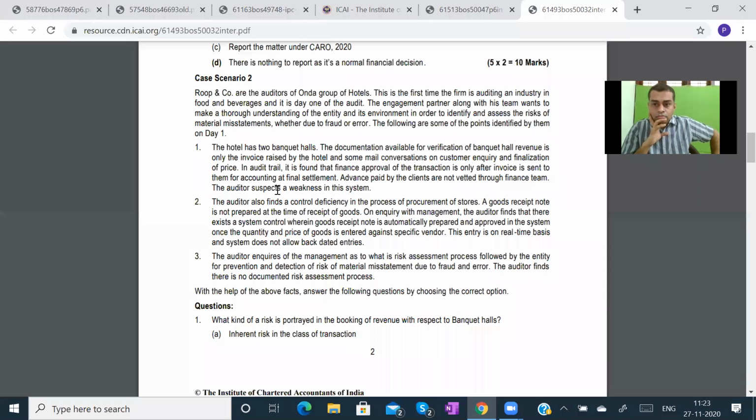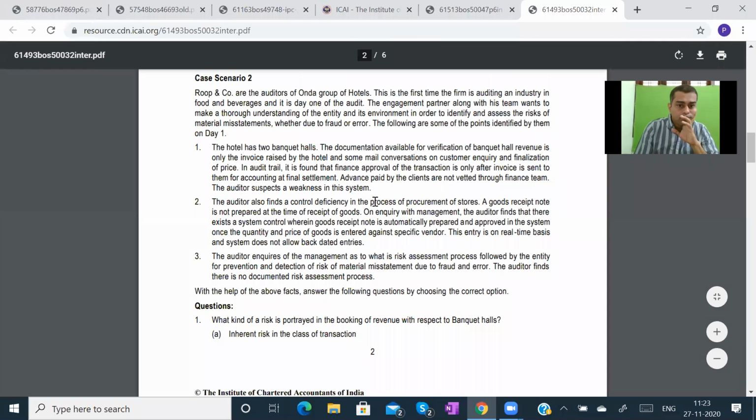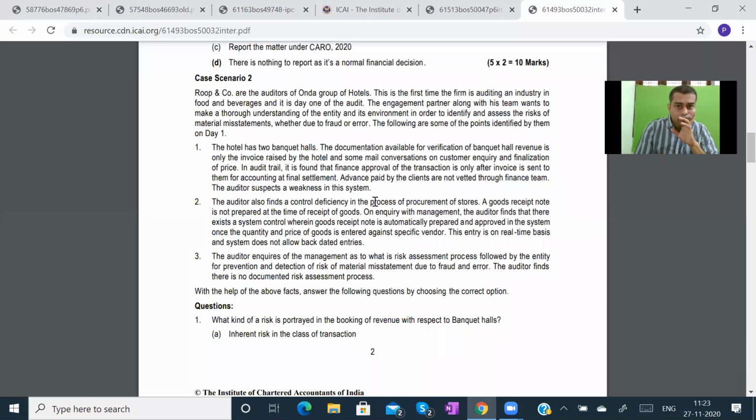The engagement partner, along with his team, wants to make a thorough understanding of the entity and its environment in order to identify and assess the risk of material misstatements, whether due to fraud or error. The following are some points identified by them on day 1.